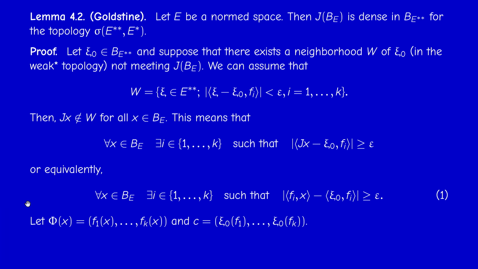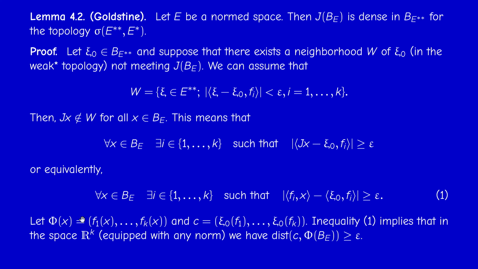Okay, and now construct this map phi of x from BE into Rk, whose components are just F1 through Fk. Because once again, recall that Fi of x is a real number. Okay, and consider in Rk the vector of components Xi0 of F1, Xi0 of F2 until Xi0 of Fk. So we get a map from E, or from BE, if you like, to Rk.